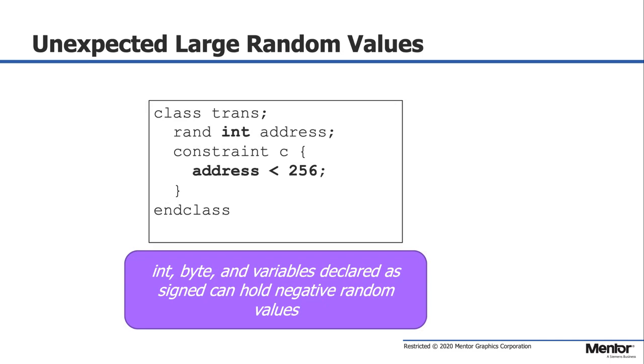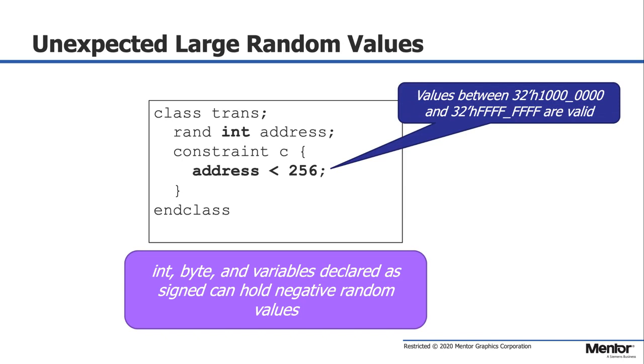Here's a more interesting case where we see a constraint of an integer address less than 256. And all the built-in types int, byte, and variables declared as signed can hold negative random values. When we randomize this, we're going to see unexpected, what look like large values for address, but they're valid because they're considered negative numbers. In this case, 256 is a signed value.